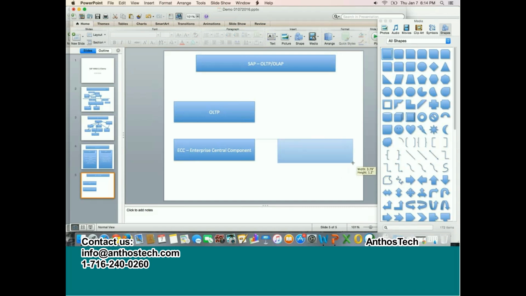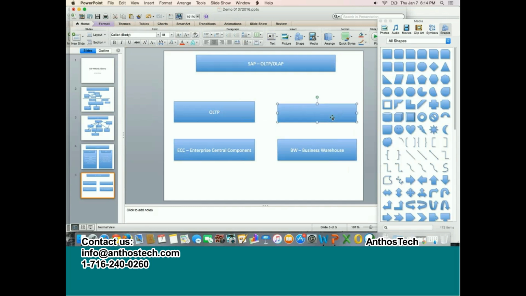When the demand for reporting or information systems increased, SAP came up with a system called the BW system, Business Warehouse, the SAP BW system, which is the SAP version of an OLAP system. So OLTP is the ECC system. This is also called the R3 system. Why it is called the R3 system, I will explain in a moment.